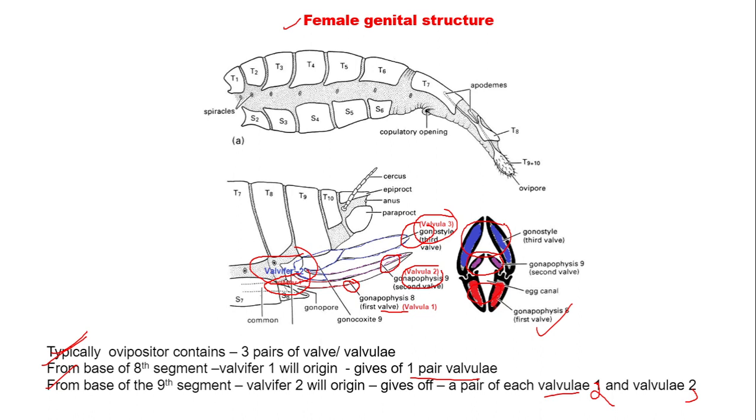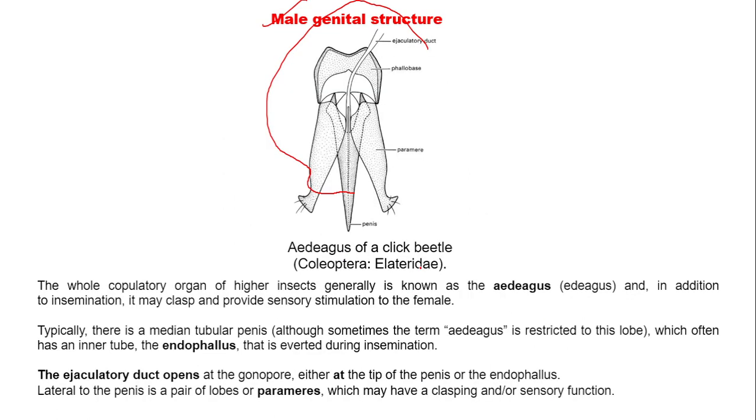Now we are going to see the male genital structure. This is the male genital structure of the click beetle, which belongs to the order Coleoptera and family Elateridae. The whole copulatory organ of higher insects is known as the aedeagus. This aedeagus helps in insemination. In addition to insemination, it also helps in clasping and providing sensory stimulation to the female insect.